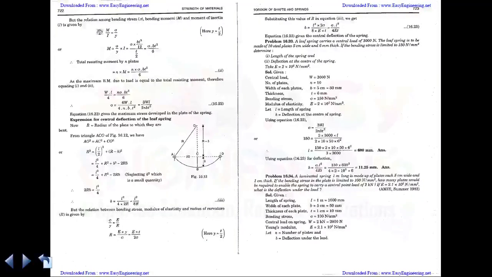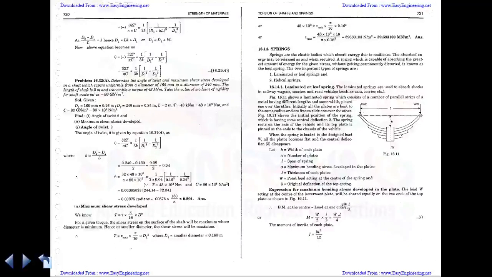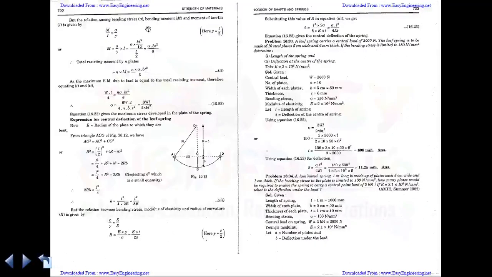Next, the bending relationship is M by I equal to sigma by y. So we have to find the sigma value. Here y is usually taken as d by 2, and here d is nothing but your thickness t. So y is equal to t by 2. You know that you have already found the moment is WL by 4 and the I value is b t cubed by 12. Substituting everything, find the sigma value.